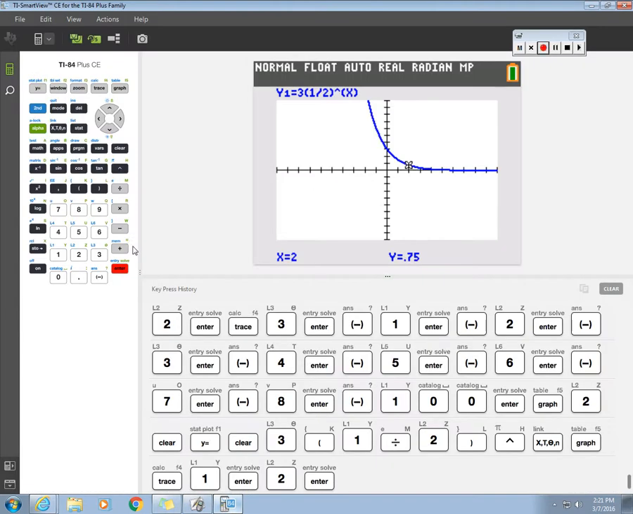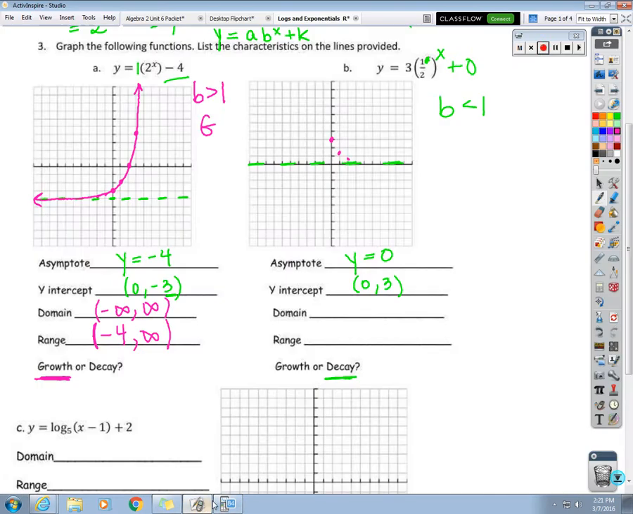Then I'll type in 3. And I get 0.375. What do you notice as I'm typing in numbers on the right side? They're getting closer and closer to 0, which is where the asymptote is.